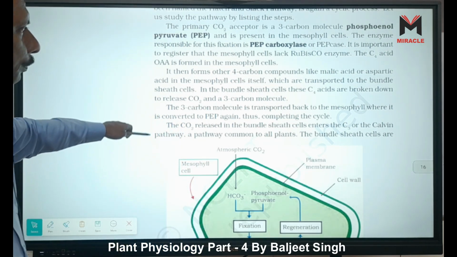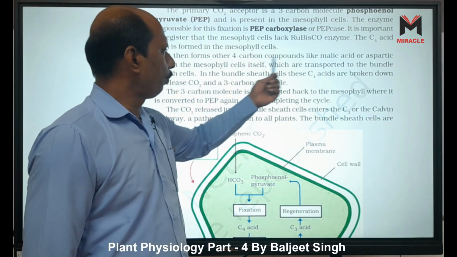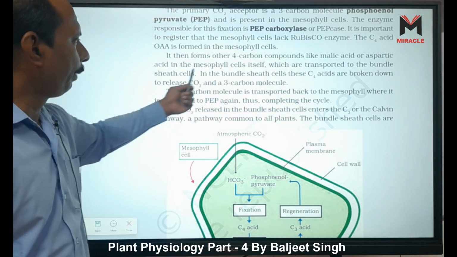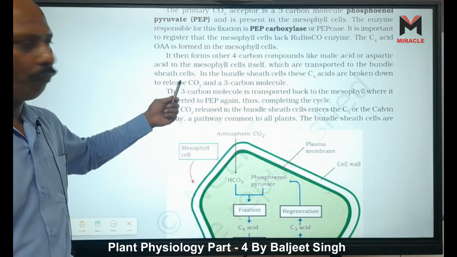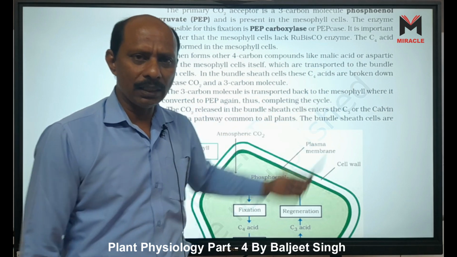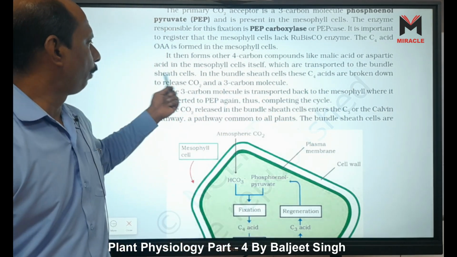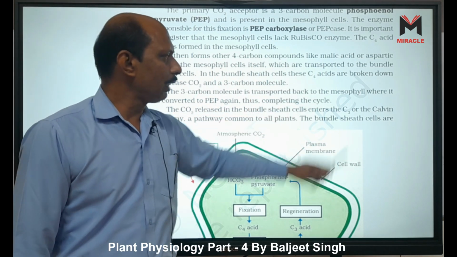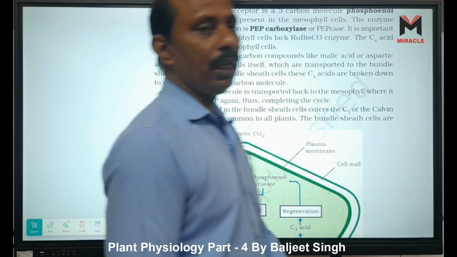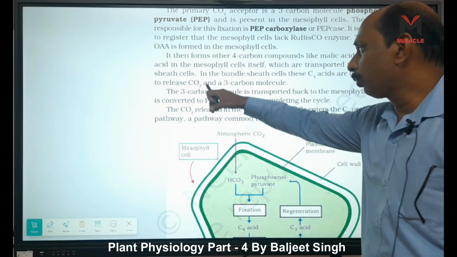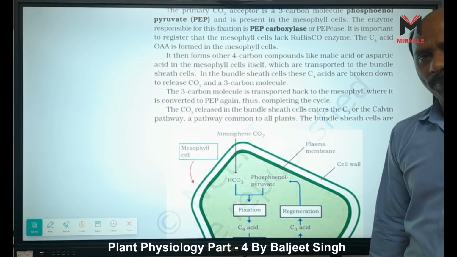Okay, look here. This is the total cycle. Malic acid and aspartic acid are formed in the mesophyll cell itself, and are transported to the bundle sheath cell, right? In the bundle sheath cell, these C4 acids are broken down through decarboxylation to release CO2 and a 3-carbon molecule, that is our pyruvic acid.